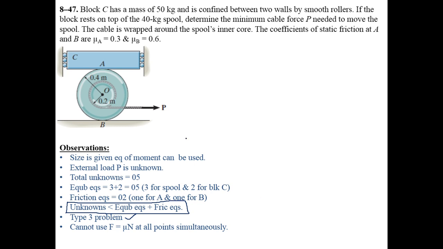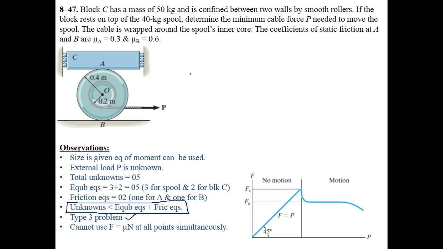So now let's discuss this point and make this point clear, that this is a type 3 problem and we cannot use f equals mu n at all points simultaneously. In the previous problem, we used f equals mu n simultaneously at both the points. But here nothing like that is mentioned.